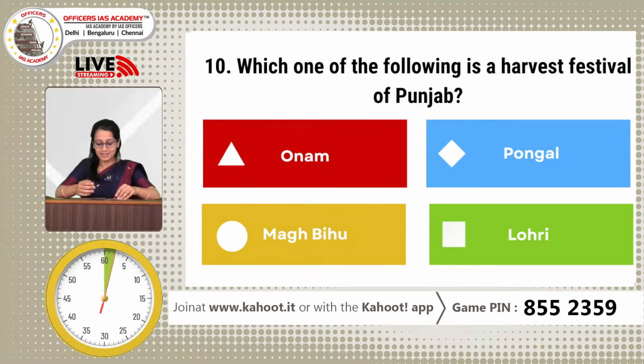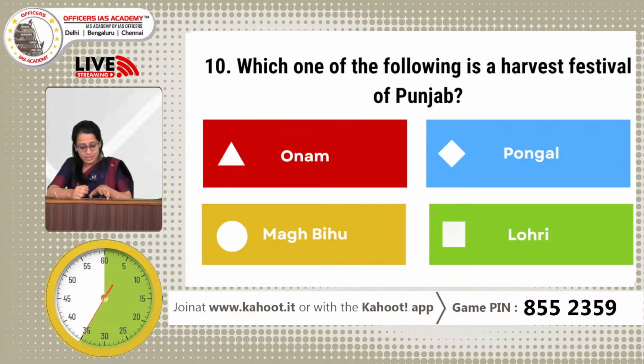Which of the following is a harvest festival of Punjab? This is a very easy question. Keep your fingers ready, and here are the options. Option A, Onam. Option B, Pongal. Option C, Magh Bihu, and option D, Lohri. So here are 4 festivals of India, and it is asking you to mark which of the following is a harvest festival of Punjab. Most of you have already marked your answer, but we still have another 30 seconds left. So people who are yet to mark, you can go ahead and decide.